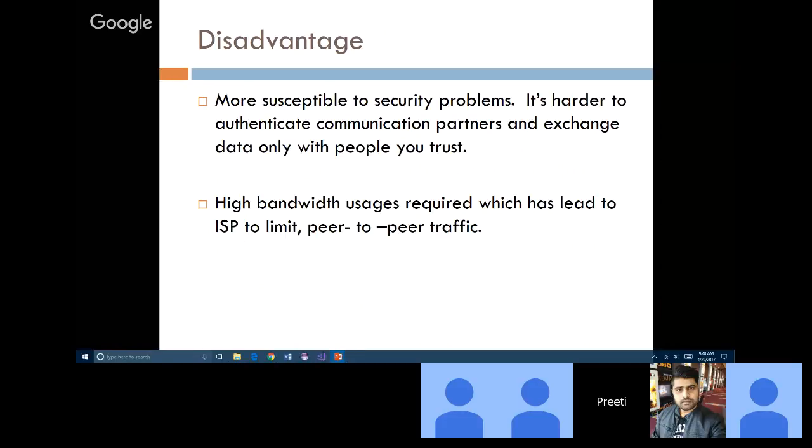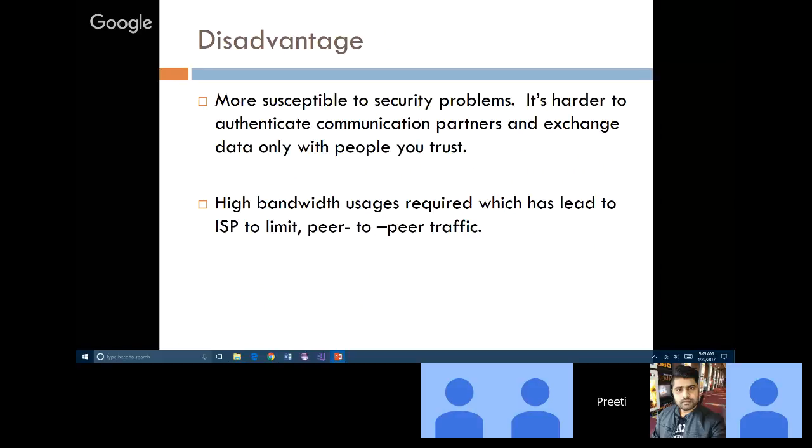Now, let's talk about the disadvantages. I said it's more difficult to attack the system, but there is another side to it as well. It is more susceptible to security problems. Since every node is very independent, there is decentralization, so it is difficult to authenticate partners and exchange data only with trusted people. If there is decentralization of resources, it is more difficult to figure out problems, but if we have a centralized system, it is easier to figure out the problem. So in a P2P system, it's harder to authenticate the communication partner, the person at the other end, or the other nodes.